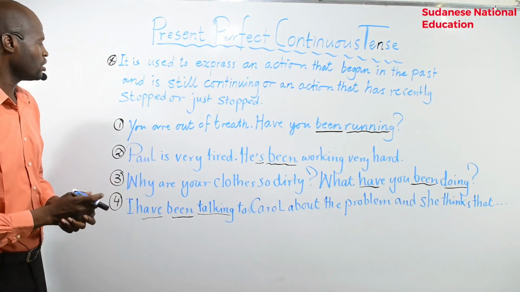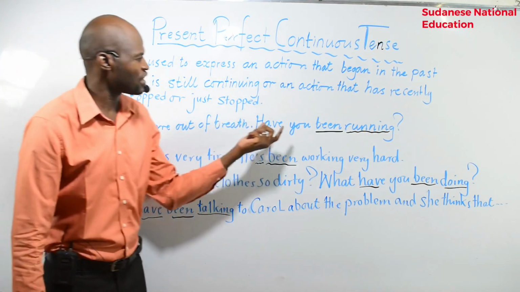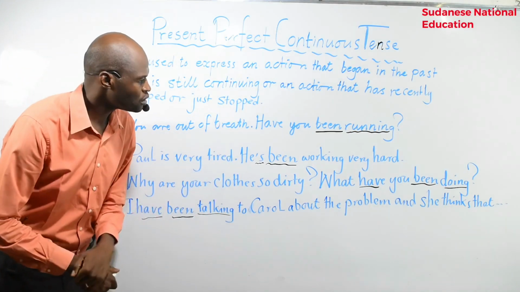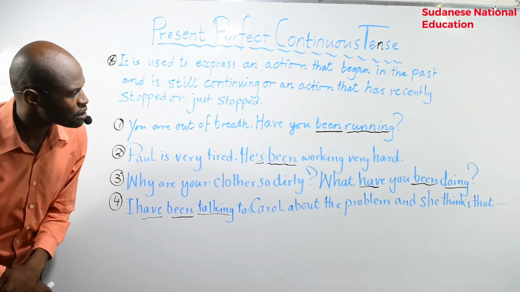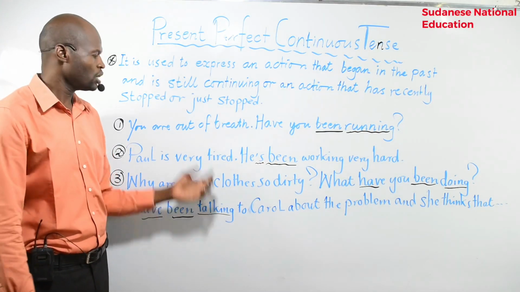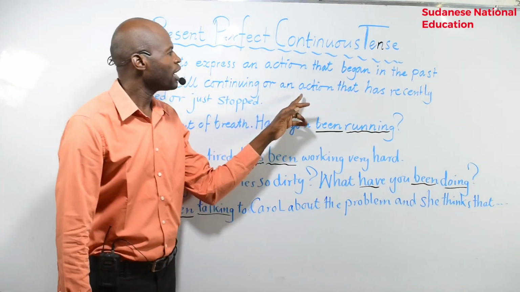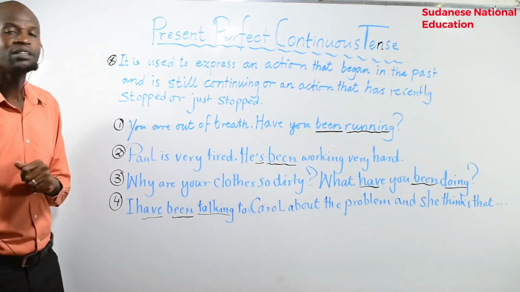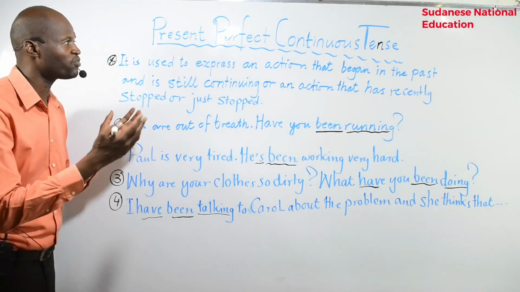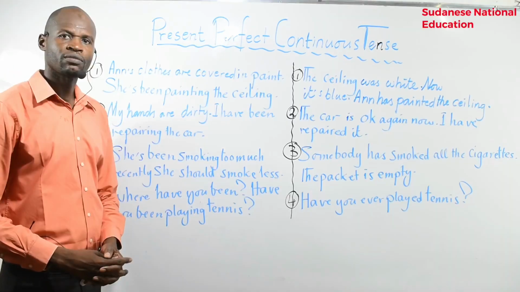So in these sentences, we find the example, have you been running? And example number two, he's been working. And what have you been doing? As well, I have been talking. In these sentences, we express actions that have recently stopped or just stopped. Let's continue seeing the differences between present perfect continuous and present perfect.